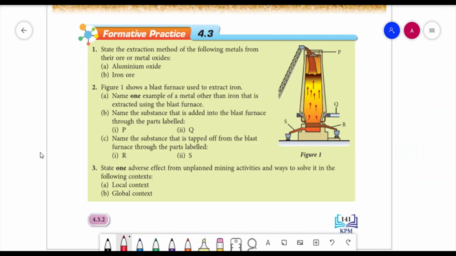Okay, as homework, pause the video, copy the questions and answers in your notebook.